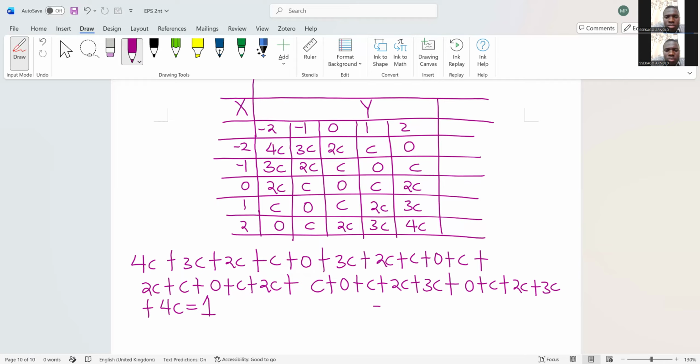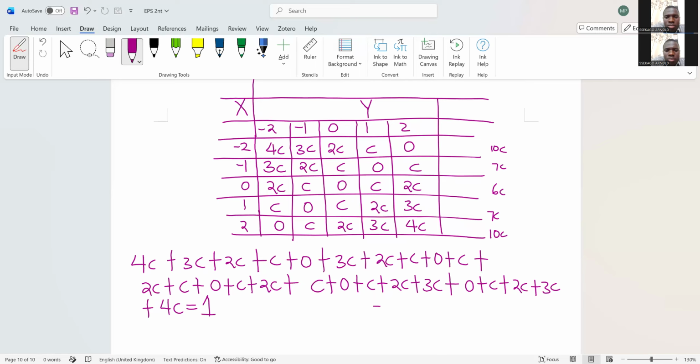Therefore, we sum. For the first row, if I sum 4C plus 3C plus 2C plus C, that is 7, 9, 10, so here I get 10C. Then the next row, that is 5C: 3 plus 2 is 5, plus 1 is 6, plus 1 is 7C. Then this will be 6C. Then this will be 5, 6, 7, 7C. And finally, this will be 10C.